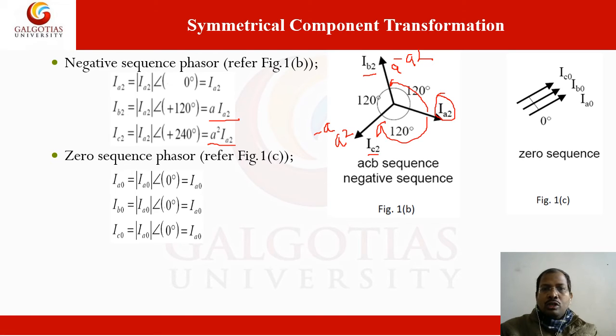Similarly, for the zero sequence, there is no role of the operator. Here it is the same magnitude value and angle 0. So we can write all the phases with the same magnitude. This is the zero sequence.